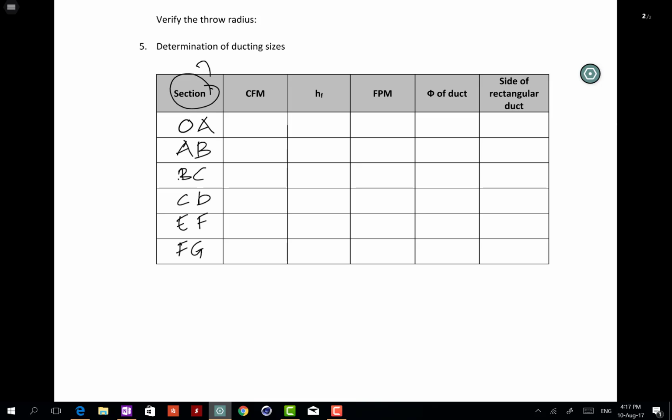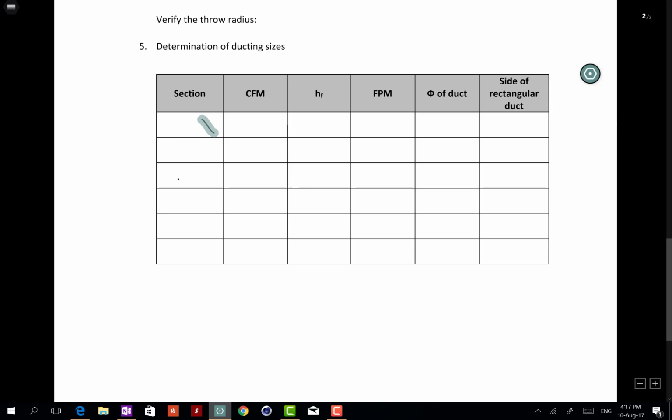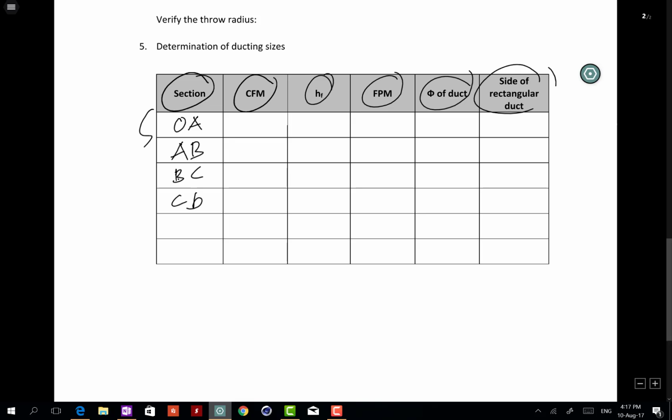Right, so this is your table. We have some items to fill up. The first item is section, then CFM, then HF, FPM, size. For section we have O, A. We write the main ducting first: A, B, B, C, and then CD. So this is your main ducting. And then the branch ducting.